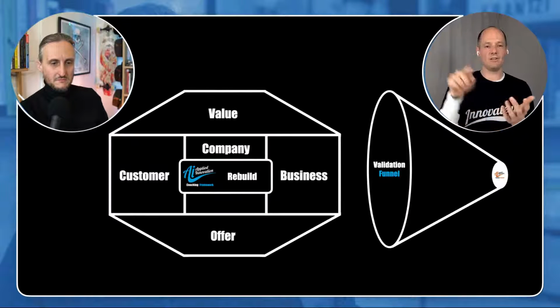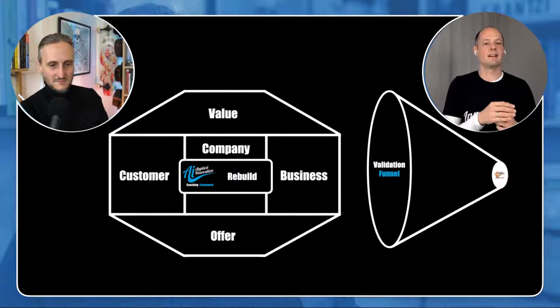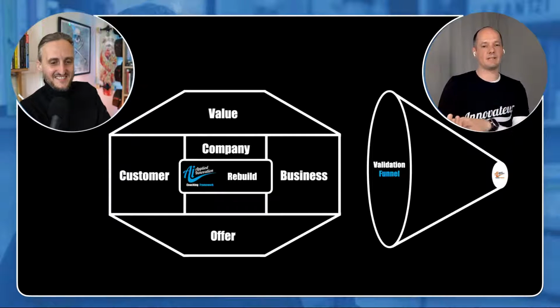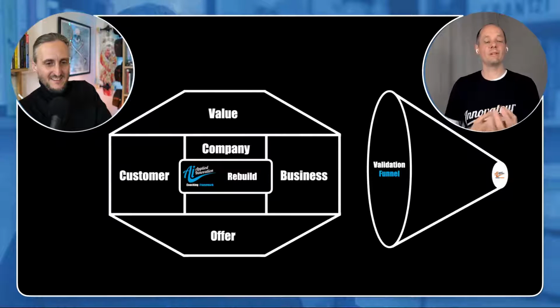The order I always use, though in the end it doesn't really matter, is always customers, value, and then you jump into the offer. So how do you build an offer that provides value towards the dreams, needs, and desires of the customers? And then you build the business, which is like the business model canvas. What are the different structures behind the business? And then you look into what is the right company structure to deliver that offer, which can be different.